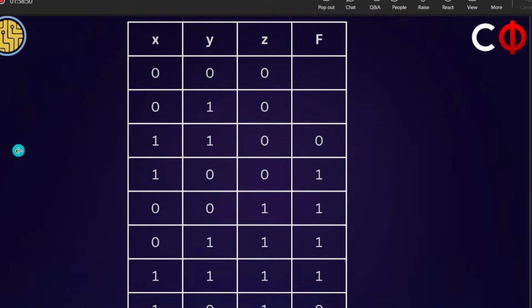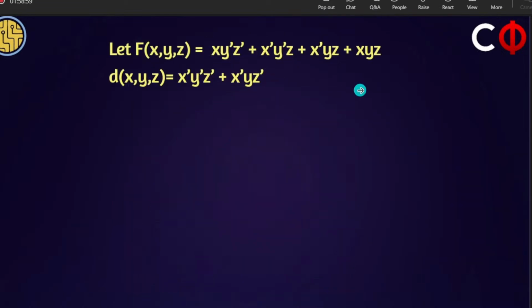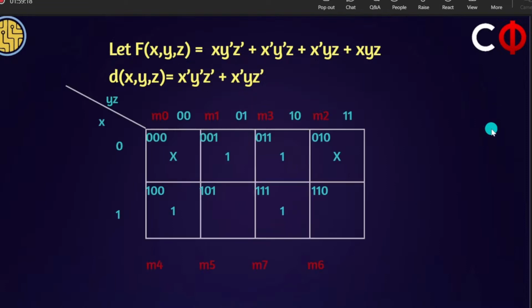So what are the terms which are not completely specified? It's x prime, y prime, z prime, and x prime, y, z prime. So these are the two things which are not properly specified. As I told you, if we are talking about SOP form, whatever terms are here, you will go to the K-map and put a 1. If you are writing POS form, it's going to be 0. So what do we do for the don't care condition, or these incompletely specified functions? Instead of these terms, you're going to go and put an X in those places. Like here you'll put an X and here you'll put an X.